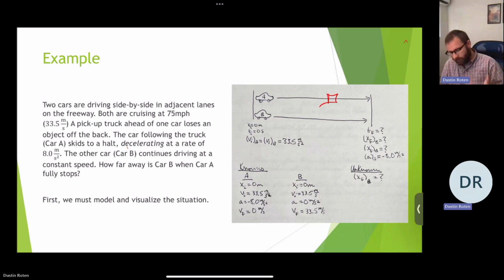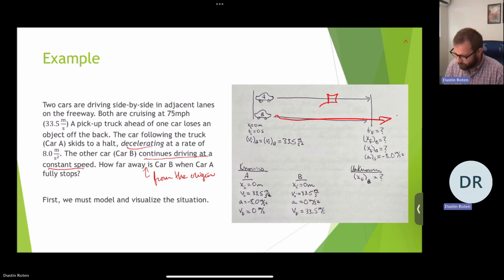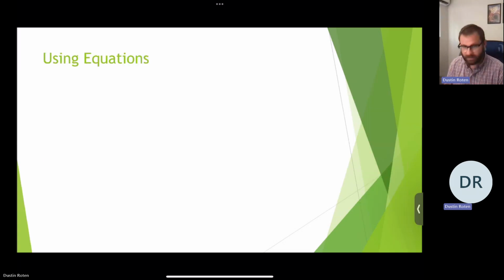The other car, on the other hand, car B, continues driving at a constant speed. So essentially, car B is not affected at all. The question is, how far away from the origin is car B as it keeps going, when car A up here stops at this object? Well, we've modeled and visualized, so we're good to go. Let's jump into actually using some equations.